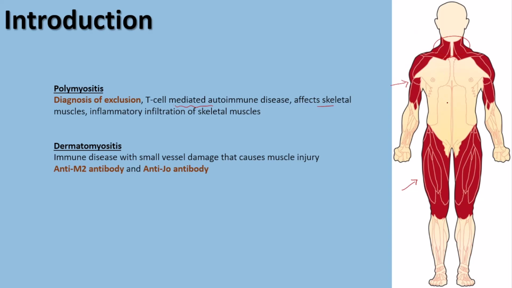Another point is that dermatomyositis also has signs and symptoms of polymyositis, in addition to dermatological manifestations. Also note that in case of dermatomyositis, we are positive for two antibodies, anti-Mi-2 antibody and anti-Jo antibody. So in dermatomyositis, we have polymyositis plus dermatological signs.